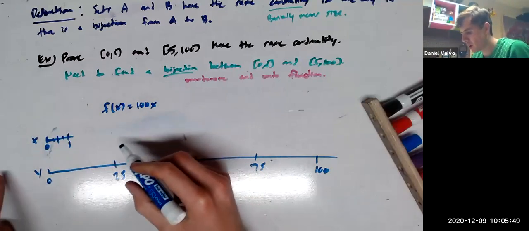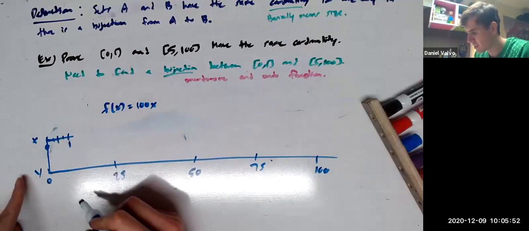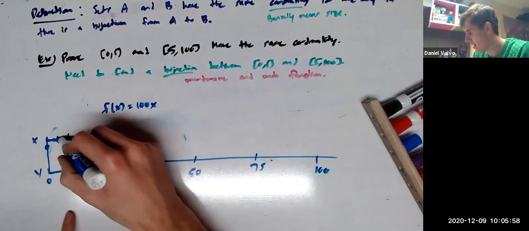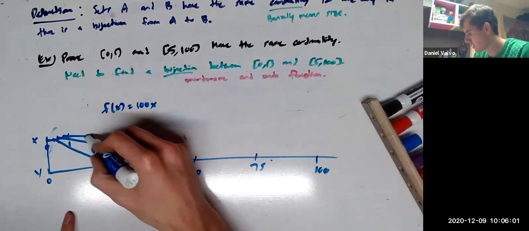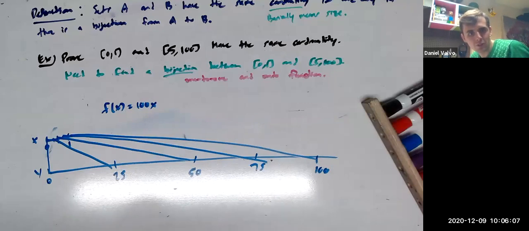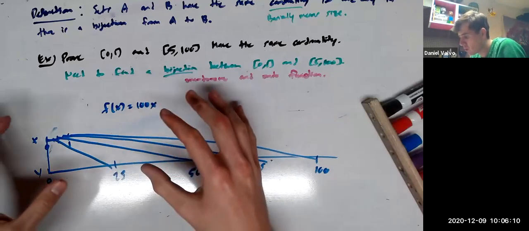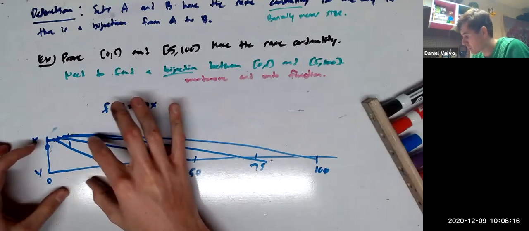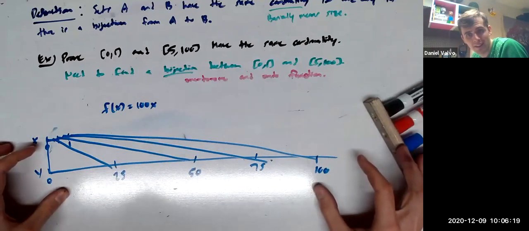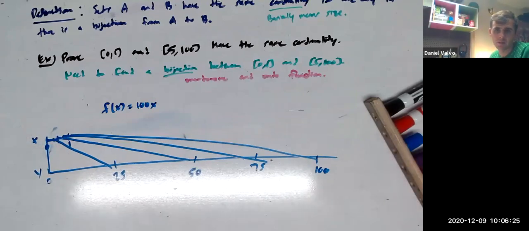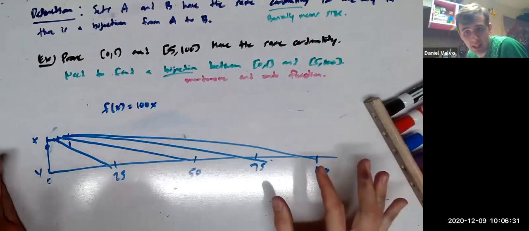0 times 100 is 0, a quarter times 100 is 25, a half times 100 is 50, 3/4 times 100 is 75, and 1 times 100 is 100. So if you do f(x) = 100x and plug in everything in [0, 1], it spreads everything out between 0 and 100, because 0 times 100 is 0, 1 times 100 is 100, and we hit everything in between. Hope that makes sense. So multiplying by 100 just spreads everything out.